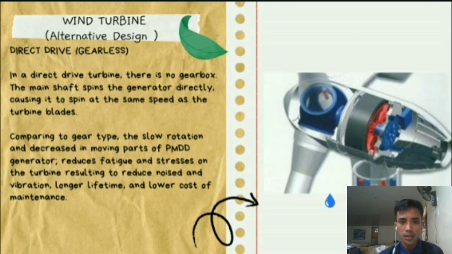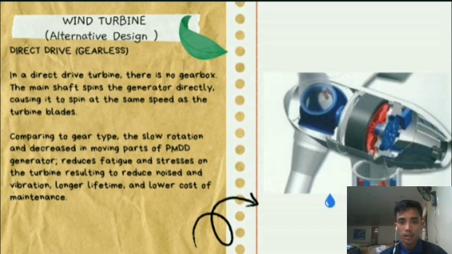Eliminates the need for a gearbox between the rotor and the generator. At sabi po dito, the low-speed shaft connected to the rotor is directly linked to the generator's rotor which operates at higher speed. This approach has become increasingly popular in modern wind turbine designs for several reasons. So bakit po ba siya ginamit? Number one po natin, simplicity and reduced maintenance.